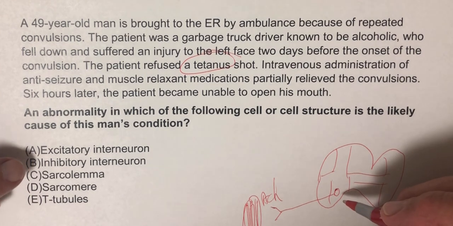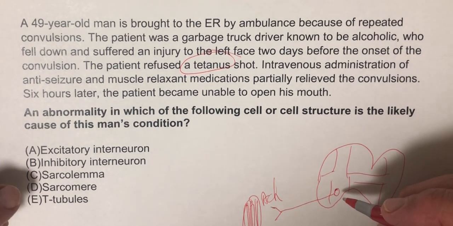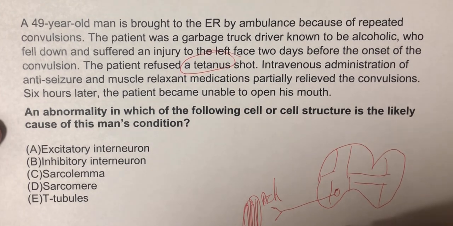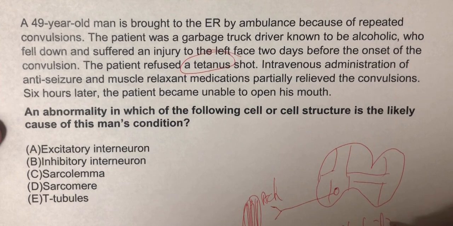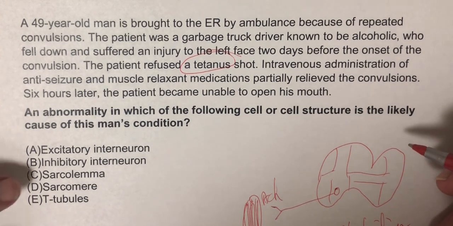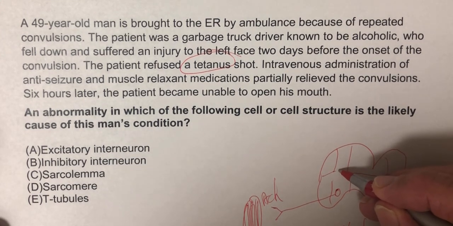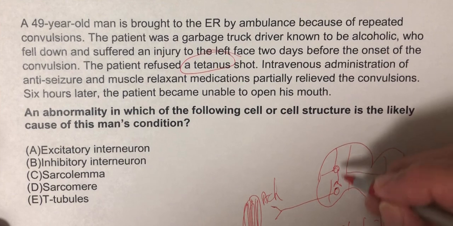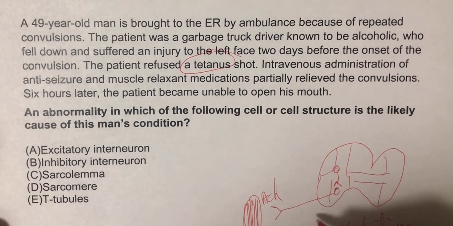Now, is it overexcited because of A, or is it overexcited because of B, where we would be inhibiting an inhibitory interneuron? Well, one thing we know about Clostridium tetani is the toxin that we're interested in here. Clostridium tetani inhibits inhibitory interneurons. There's an inhibitory interneuron here controlling the lower motor neuron, keeping it from becoming overexcited.